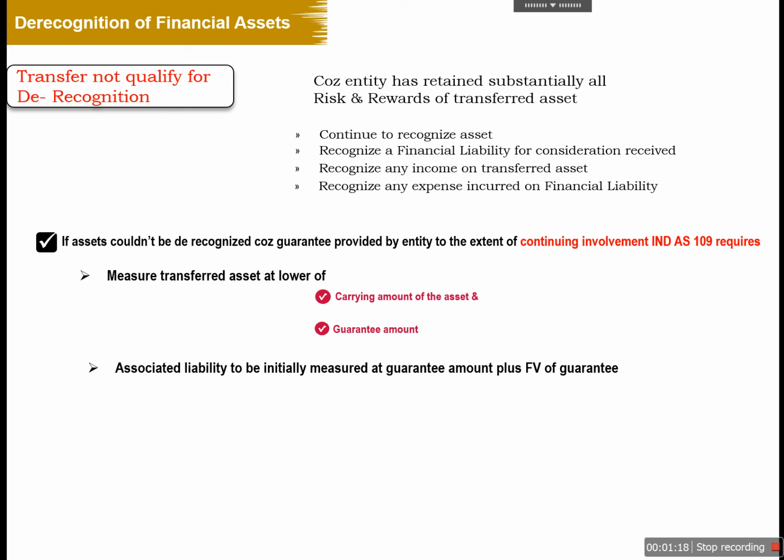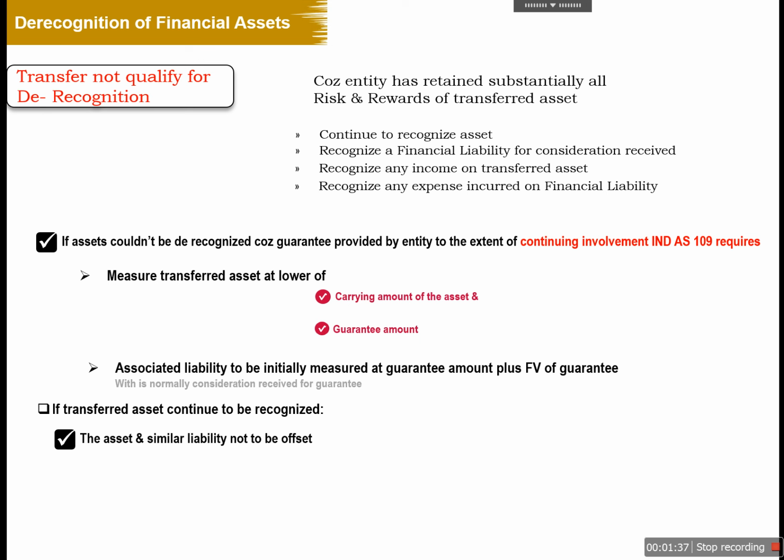Apart from it, the associated liability is to be initially measured at the guarantee amount plus the fair value of the guarantee, which is normally the consideration received for the guarantee. And if the transferred asset continues to be recognized, in that case, the liability and asset are not to be offset with each other, and there is no offset of any income from the transferred asset with any expense incurred on the associated liability.